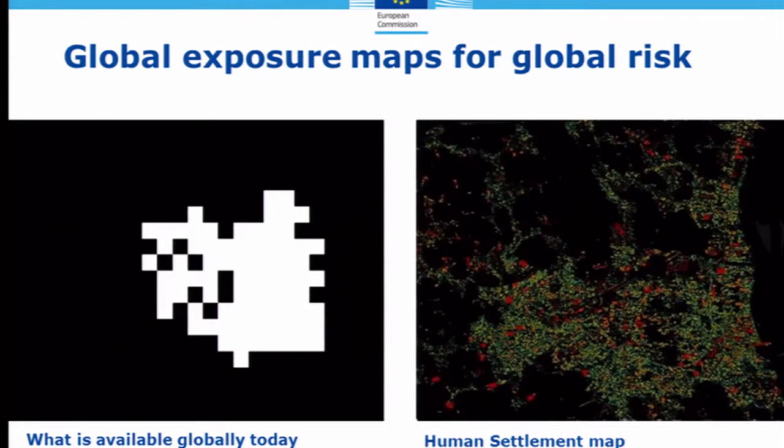So this is a community in the Philippines, Legazpi, and now I'm showing you what's available globally for this area. This area covers about 10 by 5 kilometers, and every small square there is 500 meters. So for this area on global exposure maps, you see only very little.